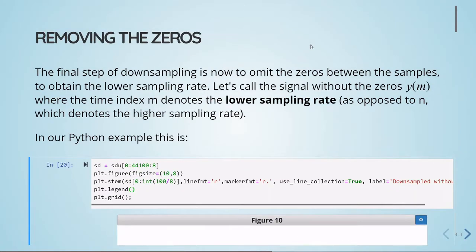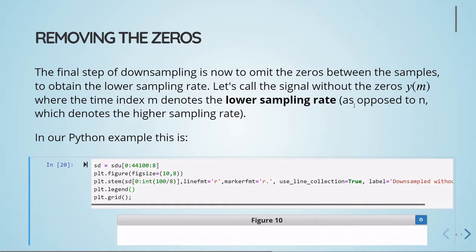The final step of downsampling is now to omit the zeros between the samples to obtain the lower sampling rate. So we will call the signal without the zeros y of m, where the time index m denotes the lower sampling rate as opposed to n, which denotes the higher sampling rate.